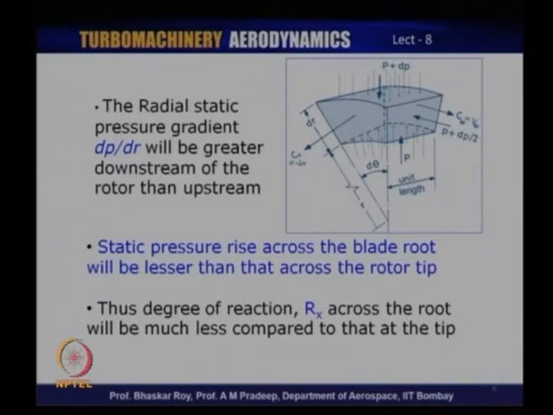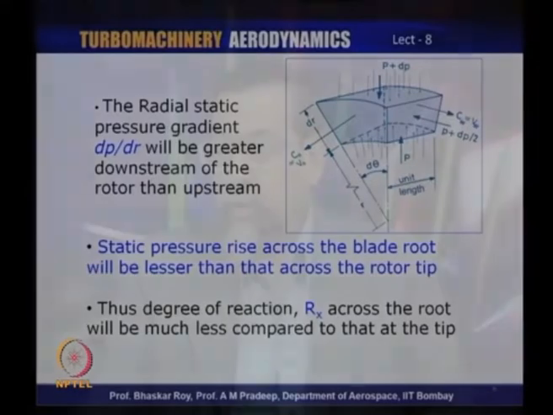And then we come to a very important parameter, degree of reaction, which we have talked about before. The degree of reaction across the root will be much less compared to that at the tip, that is for free vortex blade design. So, degree of reaction near the root is indeed going to be much lower. In fact, this is something which we will come back to later when we discuss design, and we may have already talked about it a little. The degree of reaction near the root can go so low that it can actually tend to go below zero. That means, it could tend to become negative.